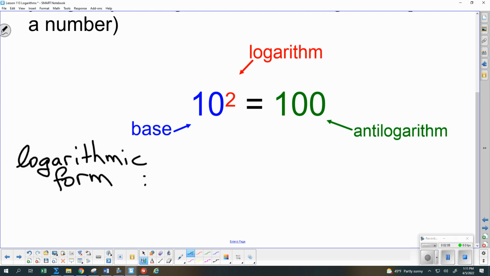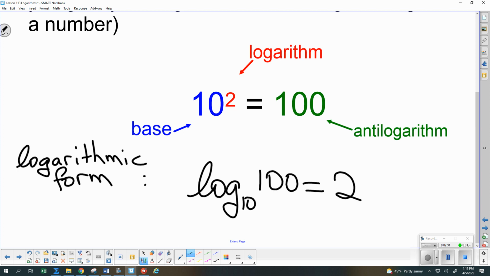And if I wrote this very same fact, 10 squared equals 100, in logarithmic form, I would say the log is the exponent. Log and exponent mean the same thing. So the log equals the exponent. And I am going to write it as a log with still the same base of 10. And I'm going to put the 100 in here. So my base is still 10. The little number that's written down low after log is the base.